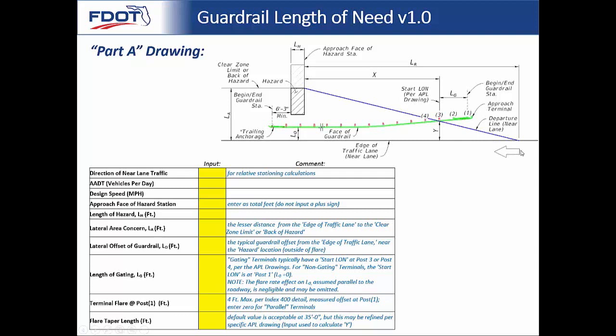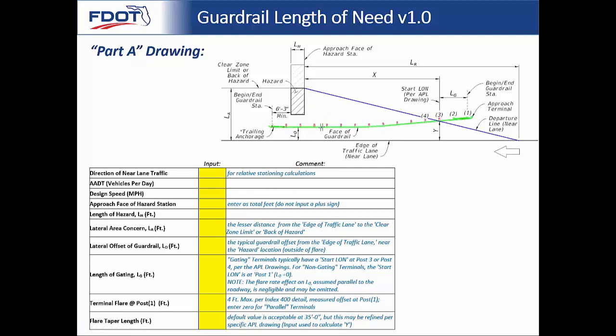So you see the arrow is coming from right to left. If you're looking at this in terms of north being up, then that would be westbound. And so you can go ahead and, it's a toggle. You can pick which direction you want the traffic to be going in for the relative stationing calculations. You're going to eventually put in the station of the approach face of this hazard, and so then everything else in terms of the outputs gets based on that input station. And so picking the direction of traffic is important.